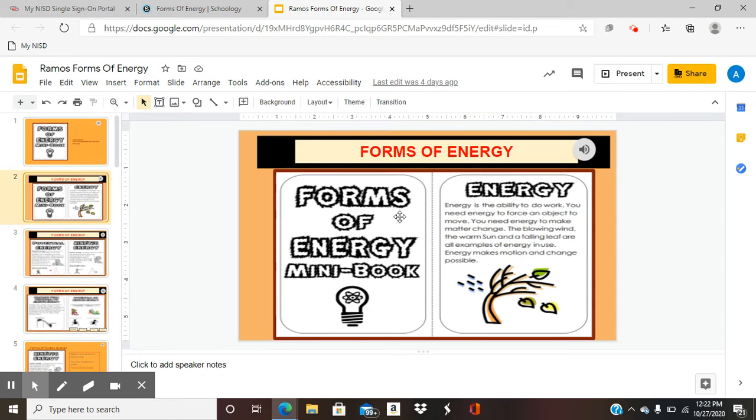So the forms of energy. Energy is the ability to do work. You need energy to force an object to move. You need energy to make matter change. The blowing wind, the warm sun, and a falling leaf are all examples of energy in use. Energy makes motion and change possible.